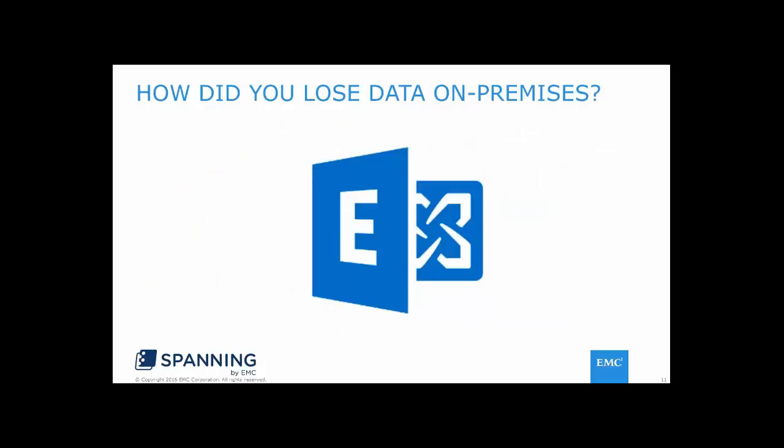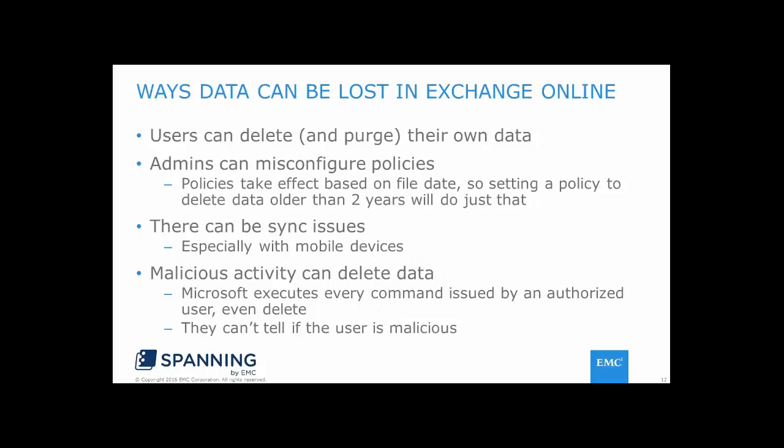So this is just something for you to sit and ponder on for a second. With Exchange, how did you lose data on premises? What happened that made you have to do restores? Because I'm betting some of the ways that you lost data on premises are the same ways you're going to lose data in Exchange Online.